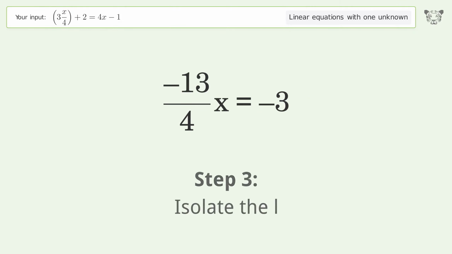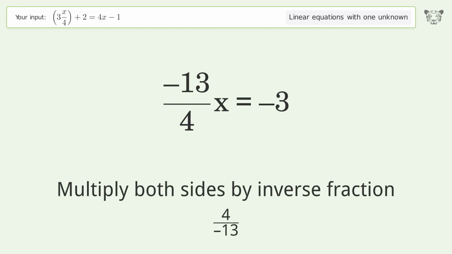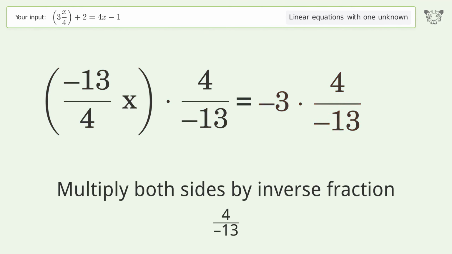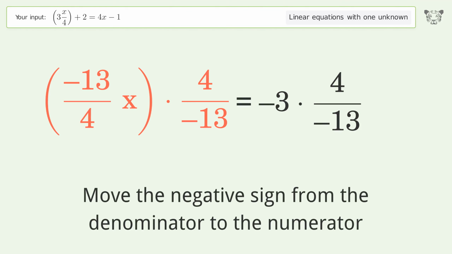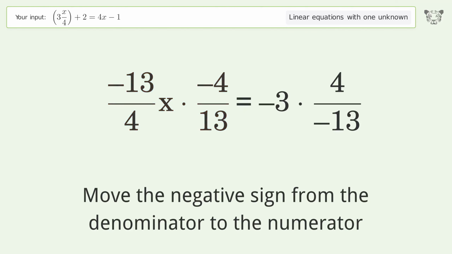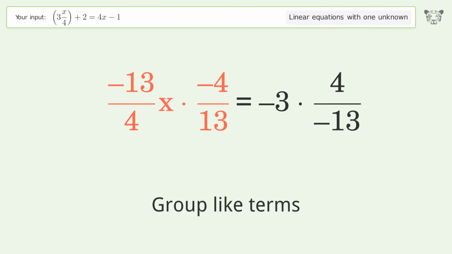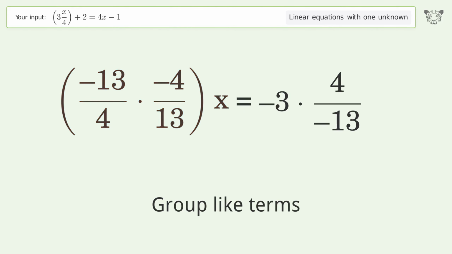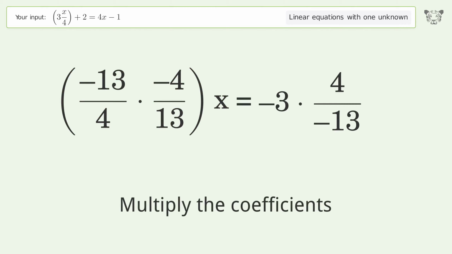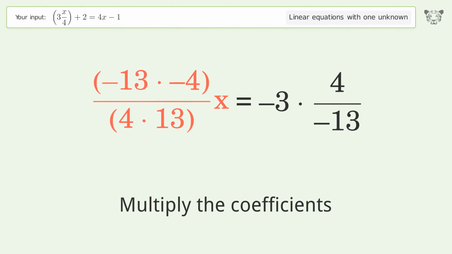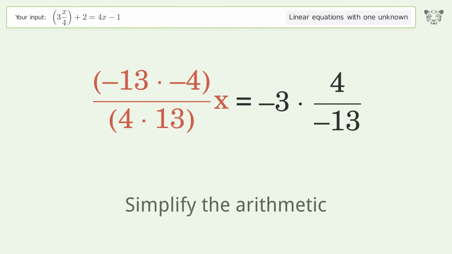Isolate the L. Multiply both sides by inverse fraction 4 over negative 13. Move the negative sign from the denominator to the numerator. Group like terms. Multiply the coefficients. Simplify the arithmetic.